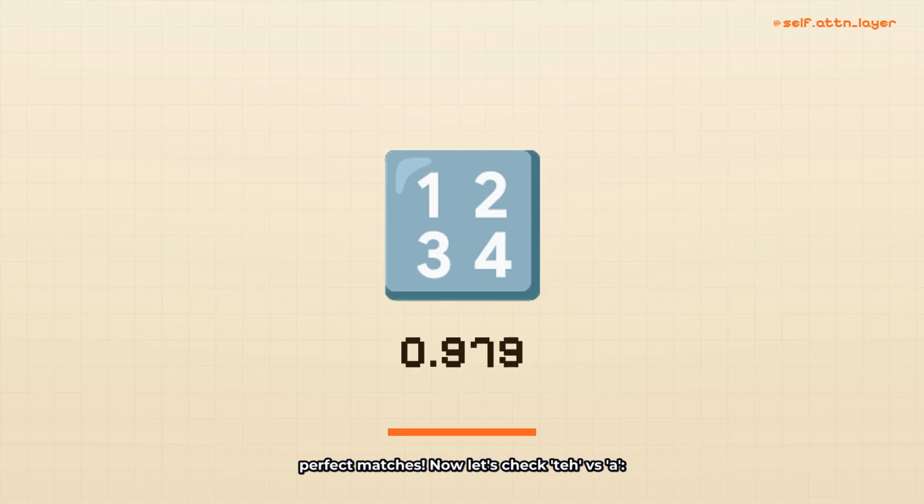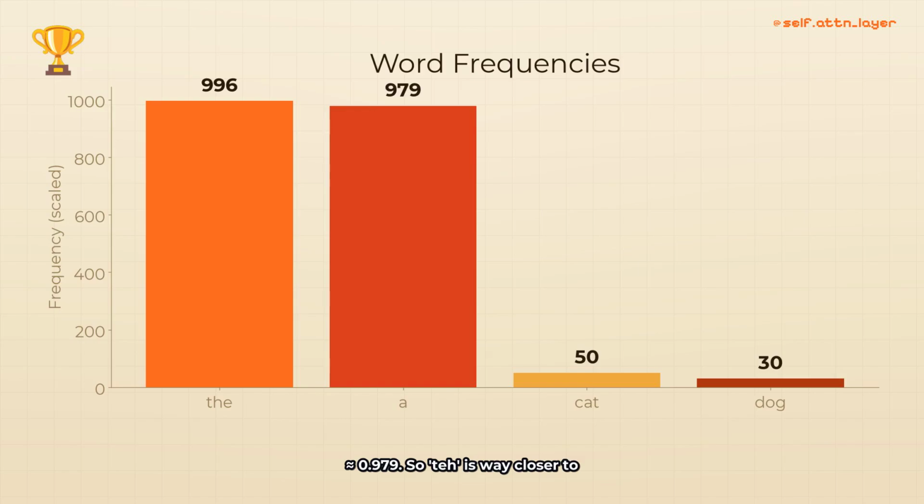Now let's check "te" versus "a." 0.21 x 0.1 plus 0.39 x 0.3 equals 0.021 plus 0.117 equals 0.138. Divide by 0.44 x 0.32, which is 0.141, so 0.138 over 0.141 is about 0.979. So "te" is way closer to "the," 0.996, than to "a," 0.979. The phone ranks all the scores and picks the highest one, "the." Even though "te" isn't a real word, the math guesses it right.